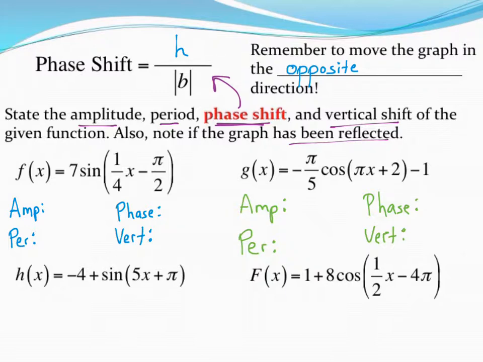Amplitude is the easy part. Amplitude is the a value, the number in front of sine or cosine. So in this case, my amplitude is 7. It's always positive. A negative value just tells you you've reflected the graph or not.